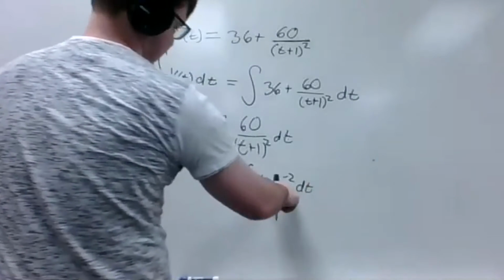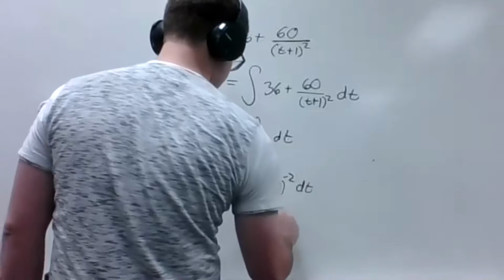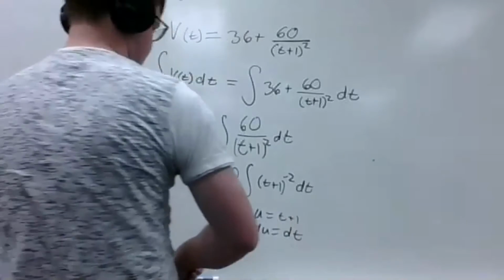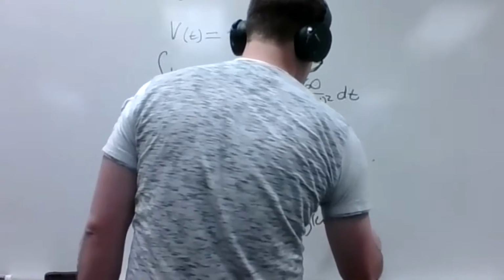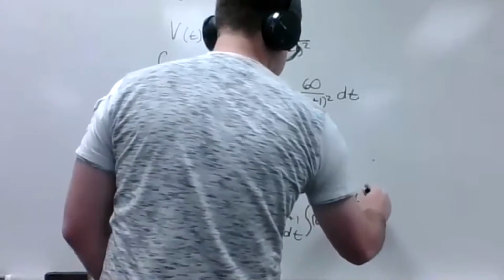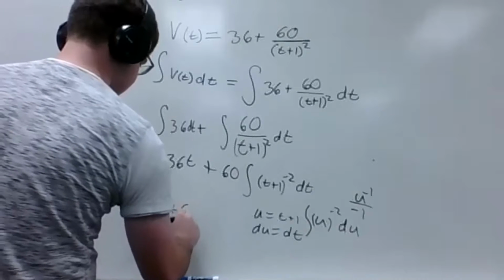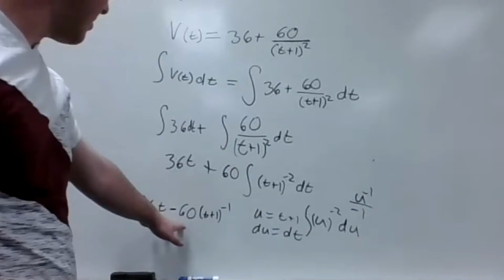Since this is kind of weird since it has a chain, essentially we use u substitution, with dt. So then we just have u to the negative 2, so that would be u to the negative 1 over negative 1. So 36t plus 60 times (t plus 1) to the negative 1. This is actually going to be a negative. Does that make sense how we got to this point?